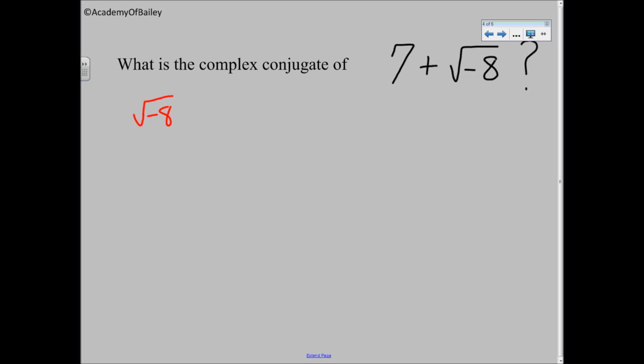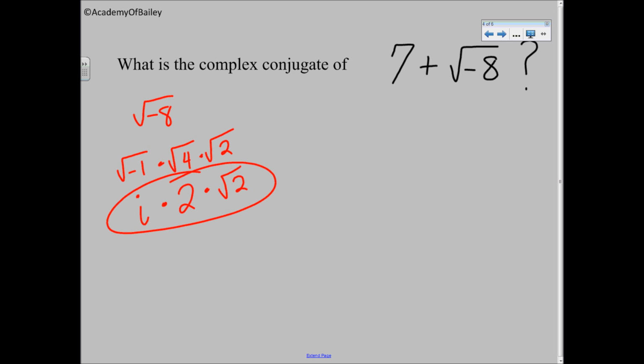Let's simplify that. Well, what three numbers multiply to get -8? Square root of -1 times the square root of 4 times the square root of 2. I picked the square root of -1 because what is that? That is i. What's the square root of 4? That's 2. And what's the square root of 2? We can't do anything with it. That's the square root of 2.